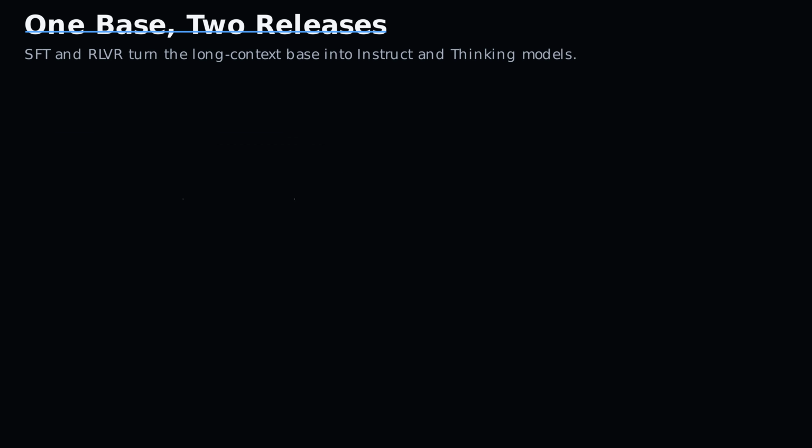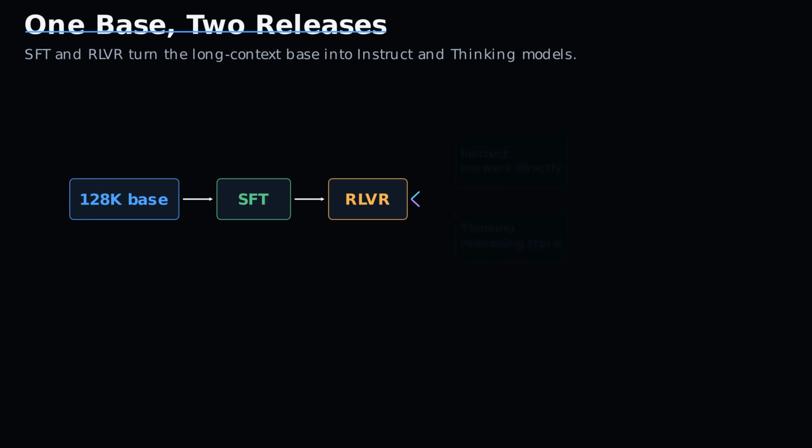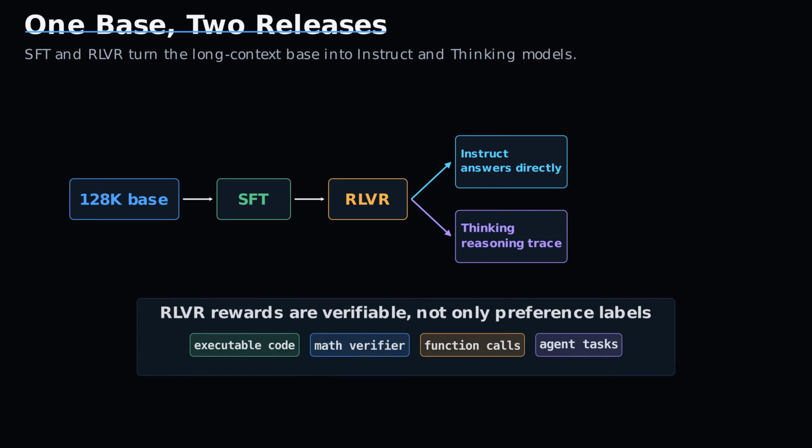After that, one base checkpoint becomes 2 products. The instruct variant answers directly. The thinking variant emits a reasoning trace first. Both get supervised fine-tuning, then reinforcement learning with verifiable coding and math rewards.